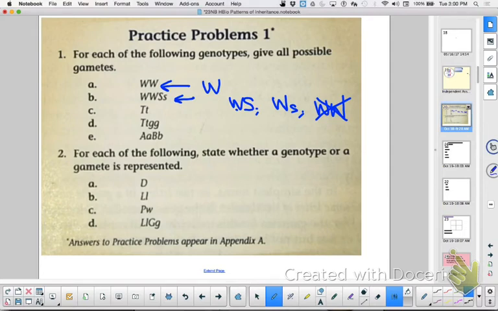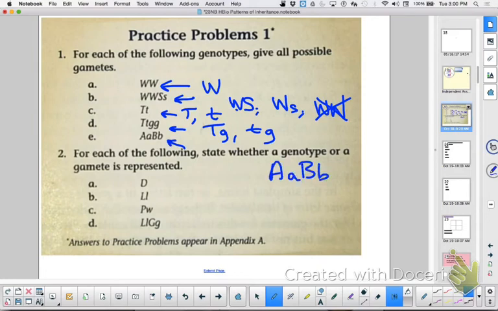How many different gametes can we have here? Big T, and another one would be little t. How many different gametes here? Big T, little G, and little t, little g. How many gametes here? Do you remember how we did FOIL? You could have big A, big B, outside. Big A, little b, inside. Little a, big B, and last, little a, little b. Four different gametes.